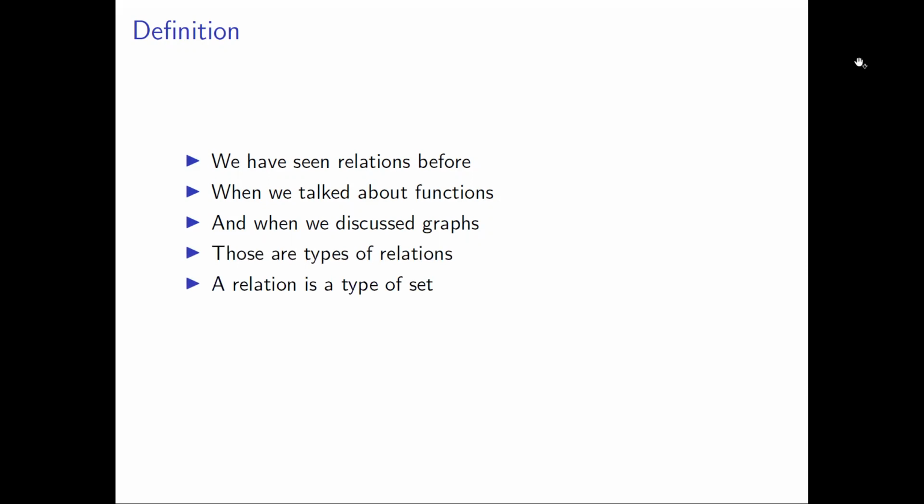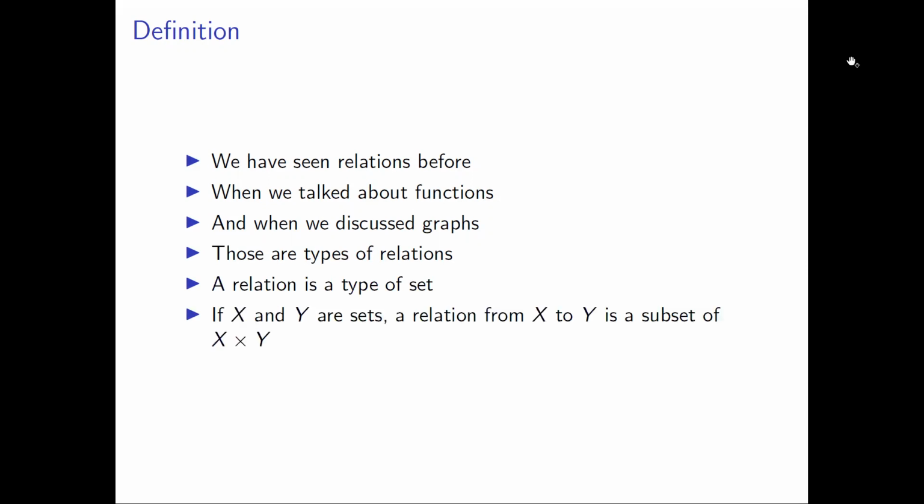And in general, a relation is a special kind of set. Specifically, if we have two sets, x and y, a relation from x to y is a subset of the Cartesian product of x and y.